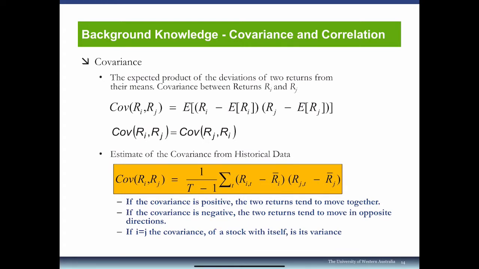A takeaway here is that the covariance, just like variance, is a rather strange number because it's being squared. It's like return minus mean return times return minus mean return, so it's like a square term. But what we can get out of it is that if the covariance is positive, the two returns tend to move together. And if the covariance is negative, the two returns tend to move in opposite directions. And if i equals j, meaning you want to find the covariance of a stock with itself, that just becomes variance.